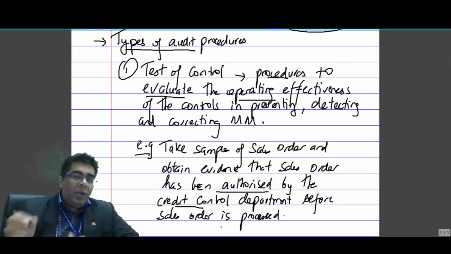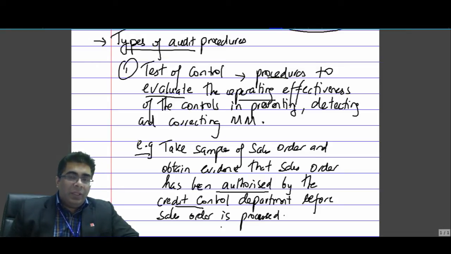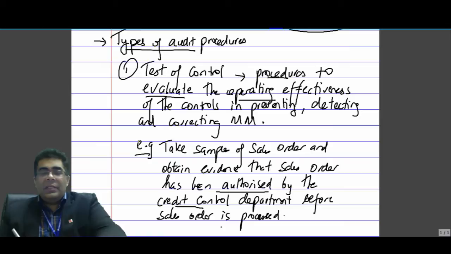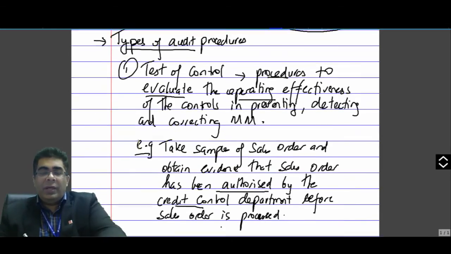But what do I want to do? I want to take samples of those sales orders which have a signature of the credit control head, to see that this control is actually operating and effective. Because there is a possibility that the procedure is there, but they are able to process the sales order without the signature of the credit controller. So that is an example of a test of control.